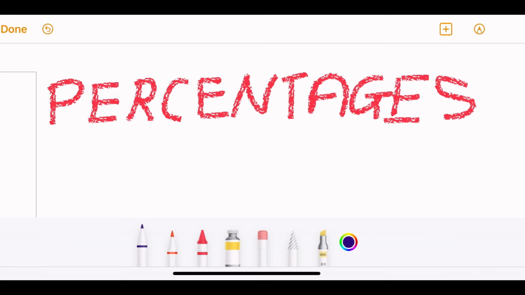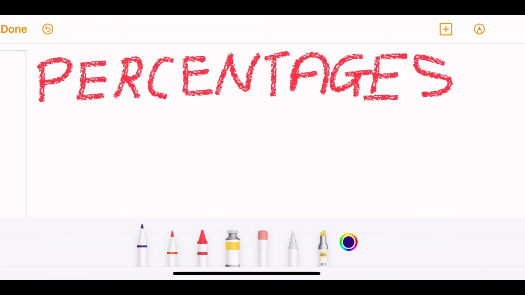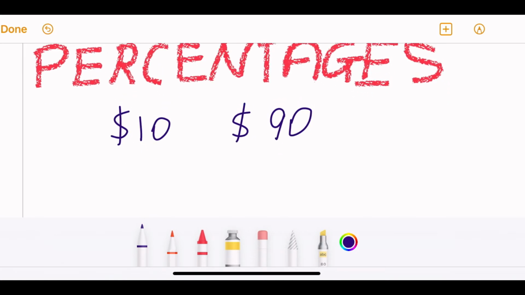Moving on, the next chapter is percentages, and this is another easy chapter. If you were to find something as the percentage of something else, what we basically do is to put the first number over the second number and then multiply it by 100. Let's look at an example to help us understand this concept. If we were to calculate $10 as a percentage of, let's say, $90, what we're going to do is do 10 over 90. Then we're going to multiply by 100, so we get a percentage.